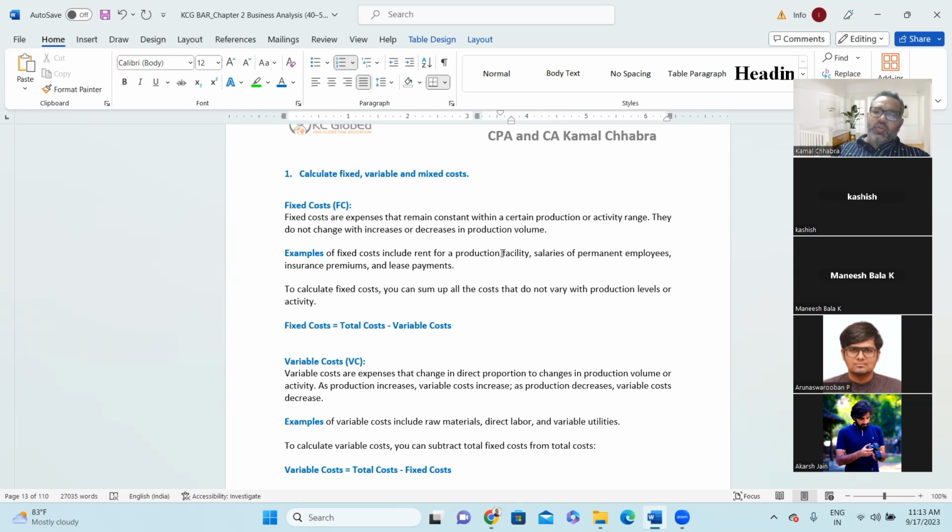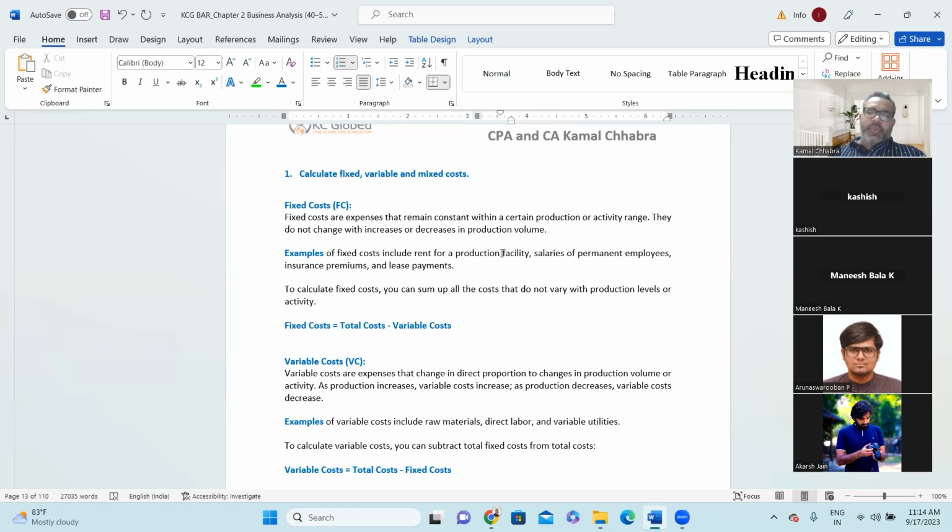Second is salaries to permanent employees. When you have a production facility, there are two types of labor. One is your permanent labor. Second is contractual labor or variable labor. The permanent labor is a cost that you need to pay whether you are doing production or not. Whatever amount you need to pay, whether you are doing production or not, will come under fixed salary, and that comes under the fixed cost.